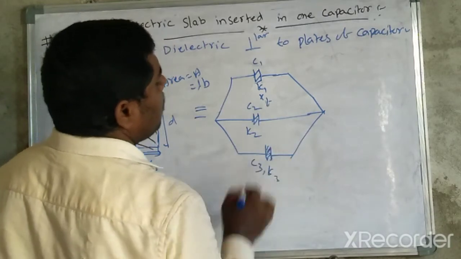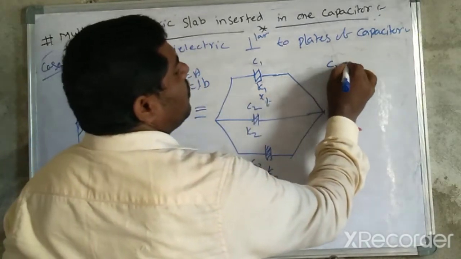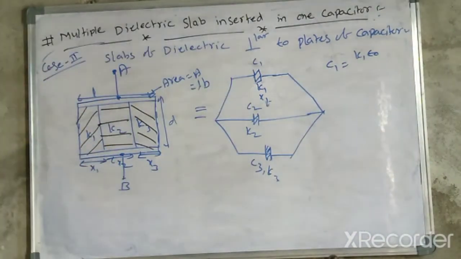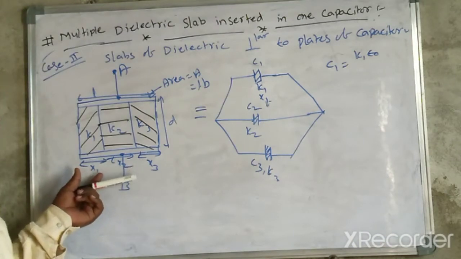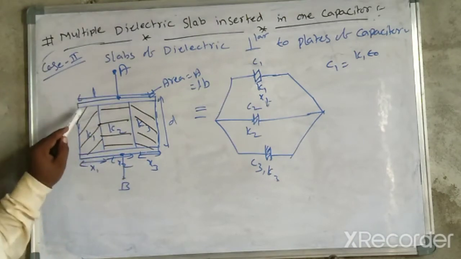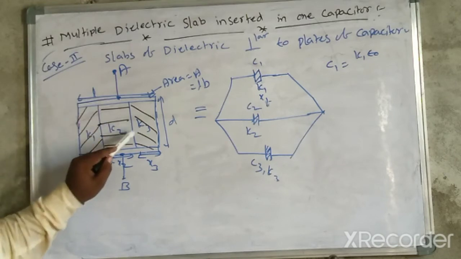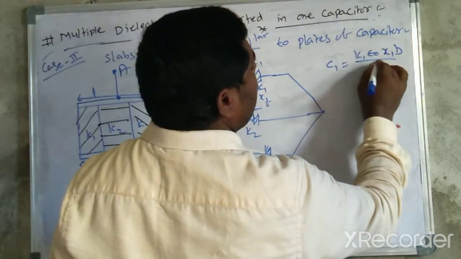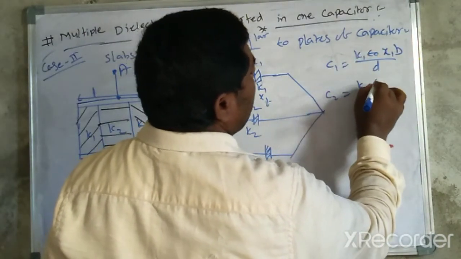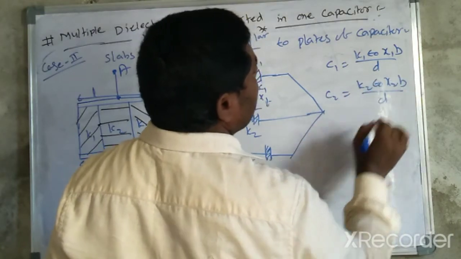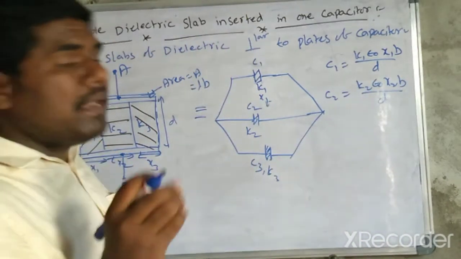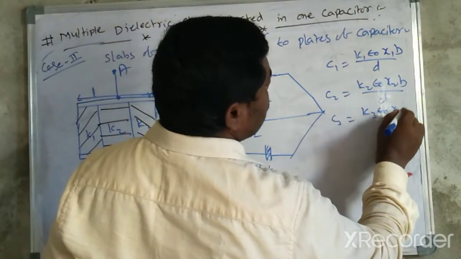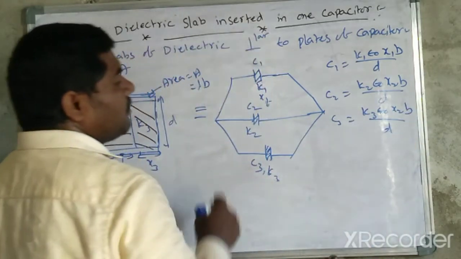So you may write C1 is equal to K1 epsilon naught, and the area is different because the length of each dielectric is different. The slab area is different for K1, K2 and K3. So the area is x1 into B divided by D. C2 is equal to K2 epsilon naught x2 into B divided by D, where B is the width of the plate. C3 is equal to K3 epsilon naught x3 B divided by D. Here the three are in parallel.